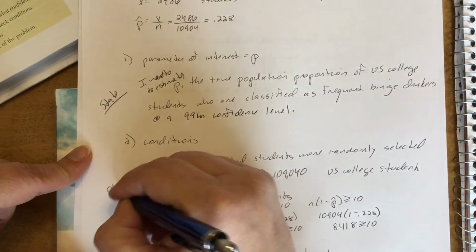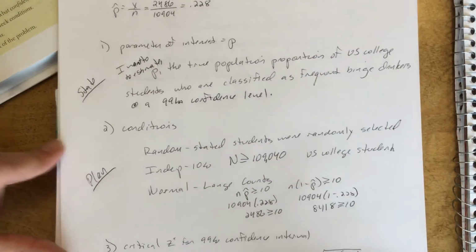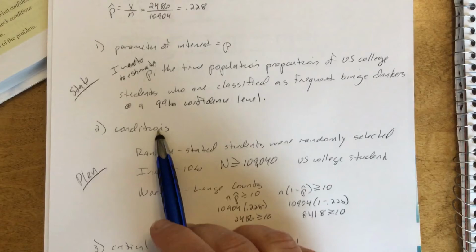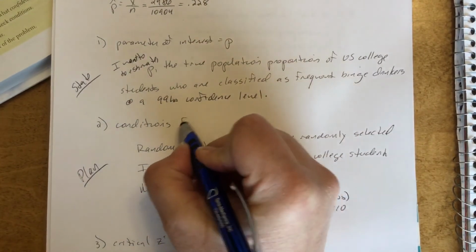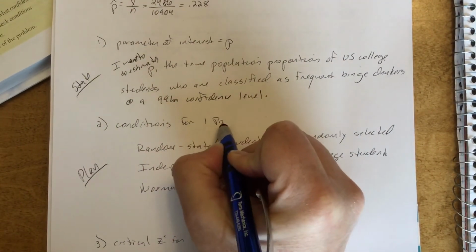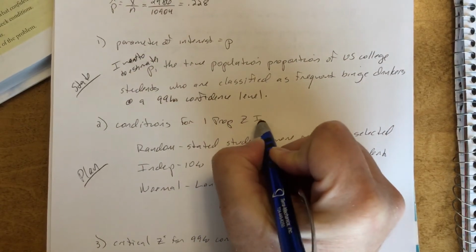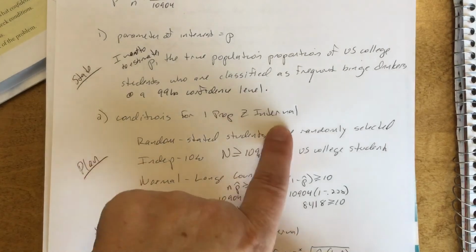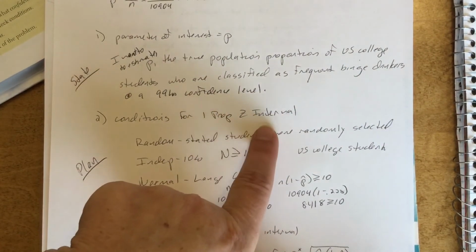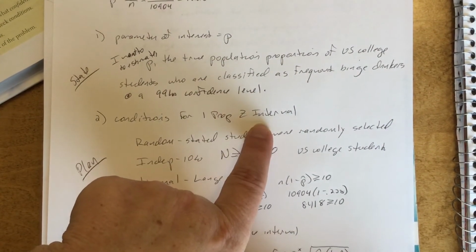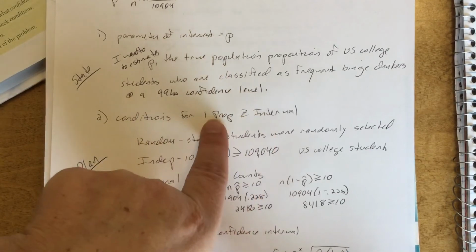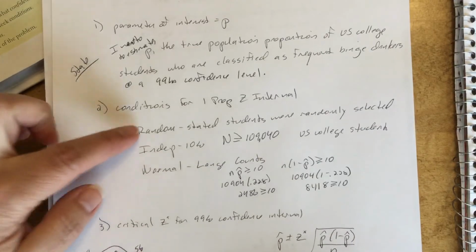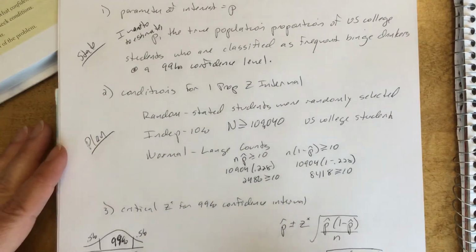Okay, then I do my conditions. So this is my plan part of my confidence interval. Before I go through my conditions, I have to say what these are the conditions for. These are the conditions for a 1 proportion Z interval, okay? That's the inference method that we're doing. You have to state the inference method. Now, this is the only one we know, and by the time we're finished, we're going to know about 7 or 8 of these, okay? So this is just the first one. And then we go through our conditions. We did that great.